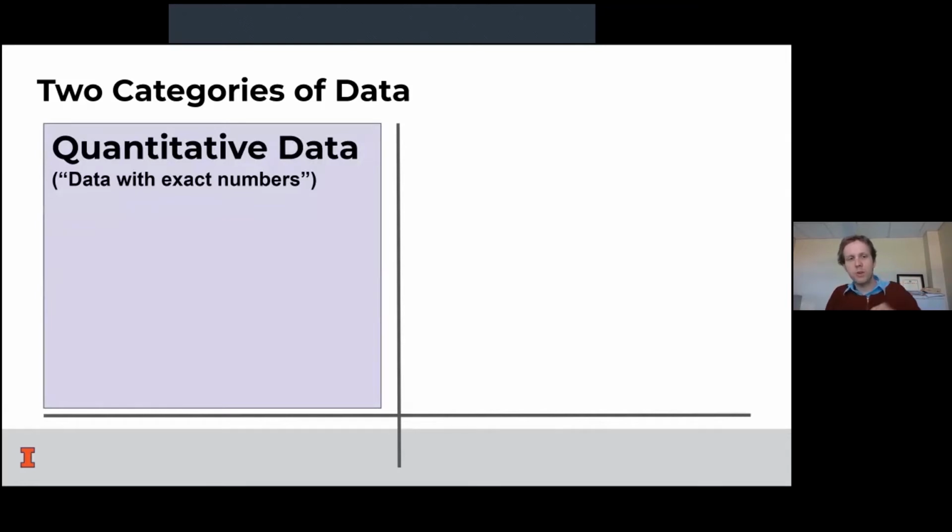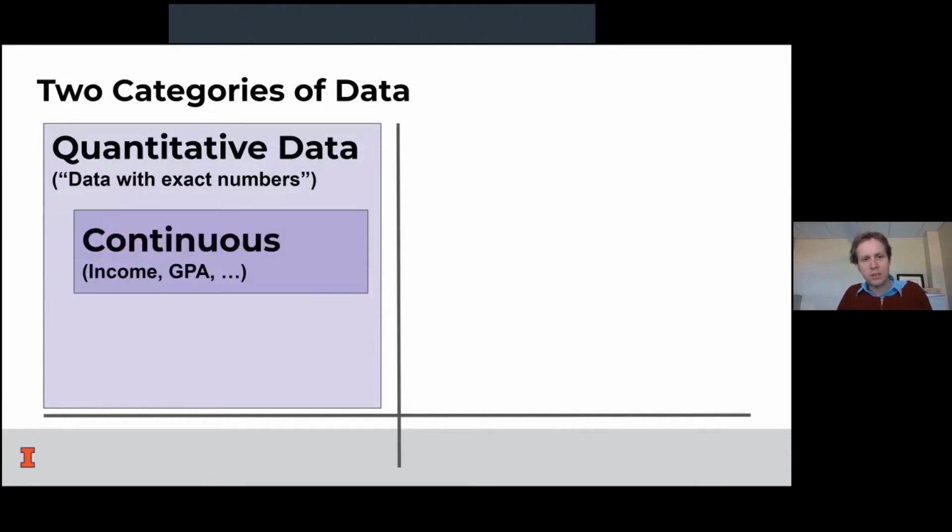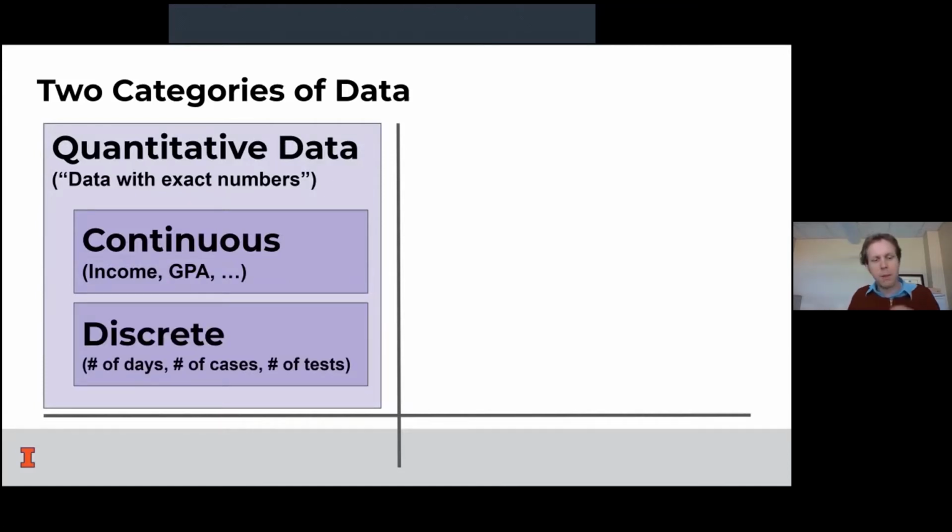And we can talk about 2 different subtypes of quantitative data. We can talk about continuous data. So this is data that can have any intermediate value. This might be the income that you make or your parents make. This might be your GPA. You can have a 0.01 higher GPA. You can have a 0.1 lower GPA. Or it can be discrete data. So this can be the number of days in the year or the number of days left until the end of the year. This could be the total number of cases of a pandemic, or this could be the total number of tests that were done in a particular state or particular country.